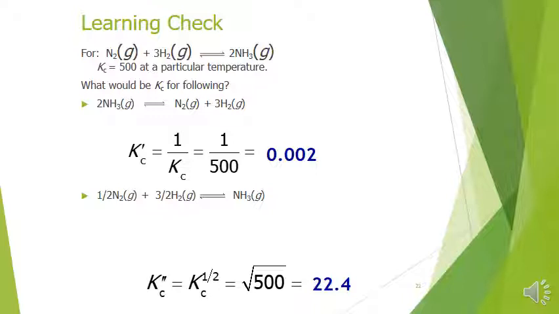All right, so here's another problem. Let's say we start with N2 plus 3H2 gives me 2NH3. And I know the Kc is 500. What would be the Kc in the reverse reaction? Okay, so it's going to be the inverse of our 500. So it's simply 1 over 500, or 0.002. Okay, now if we decide to take the original equation and divide all the coefficients by 2, that's essentially taking the square root of our initial, and coming over 22.4.